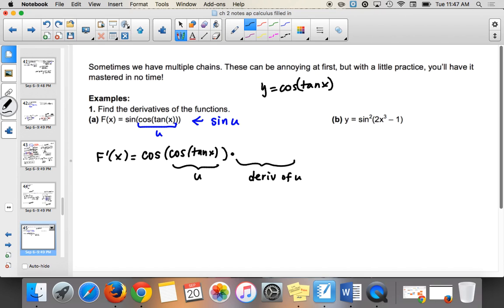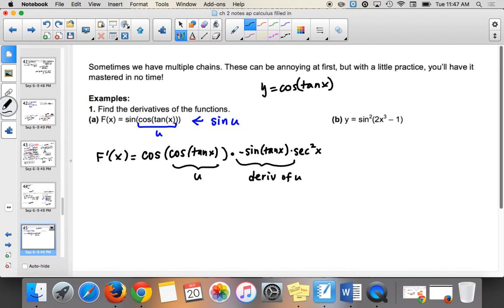How do you think? Negative sine of tangent of x, but then times, last thing, the derivative of tangent, which is secant squared x. Do you guys have those memorized yet?